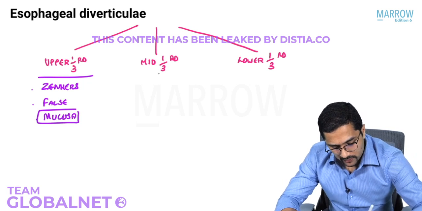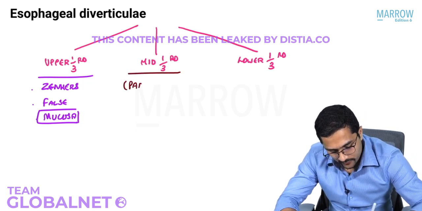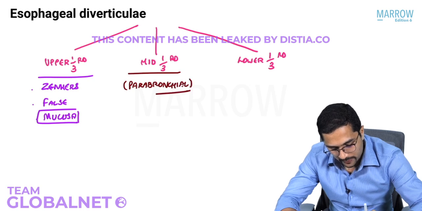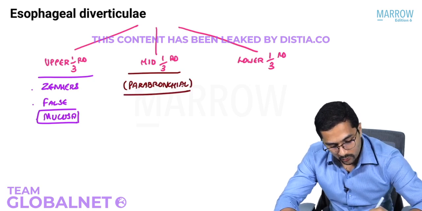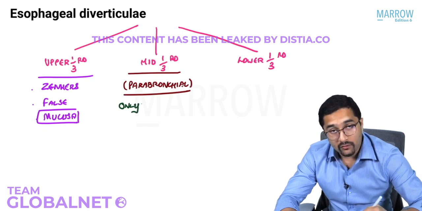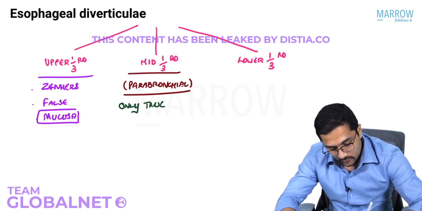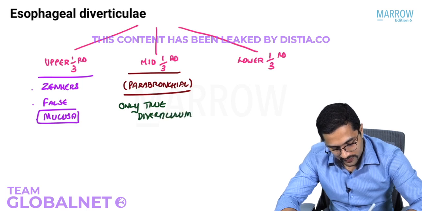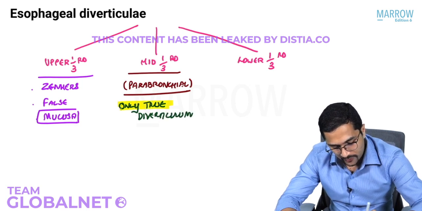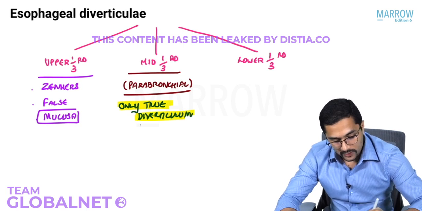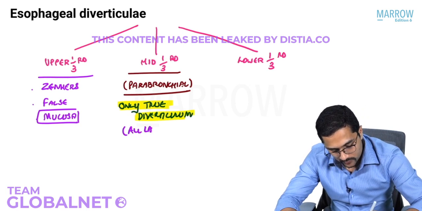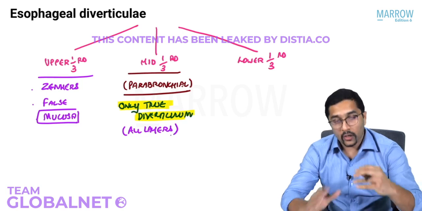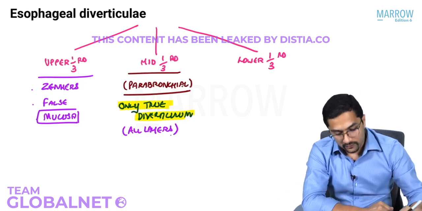Middle one-third diverticulum is known as parabronchial diverticulum. In 2 exams this has been asked, that this parabronchial diverticulum is the only true diverticulum of the esophagus. This you need to know about. It is the only true diverticulum, and by that I mean that it has all the layers. All the layers are going to out-pouch into a diverticulum.